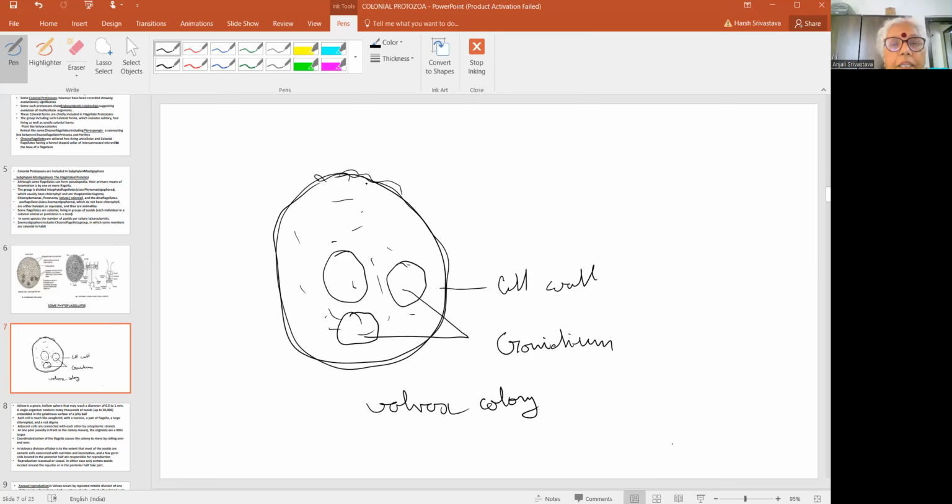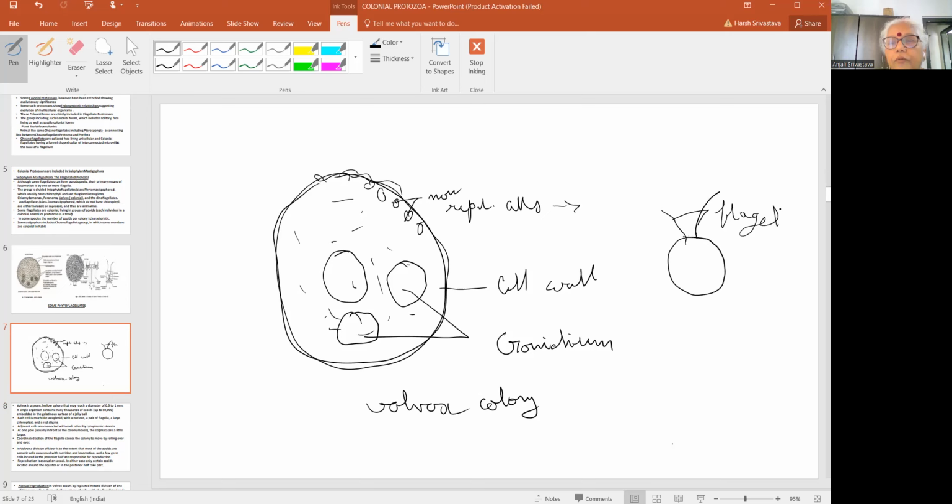Now here the periphery is occupied by the non-reproductive cells. These are the non-reproductive cells. And if we see one such cell, the structure is like this. This is a single cell having two flagella. Then there is one eye spot. Here is the chloroplast.